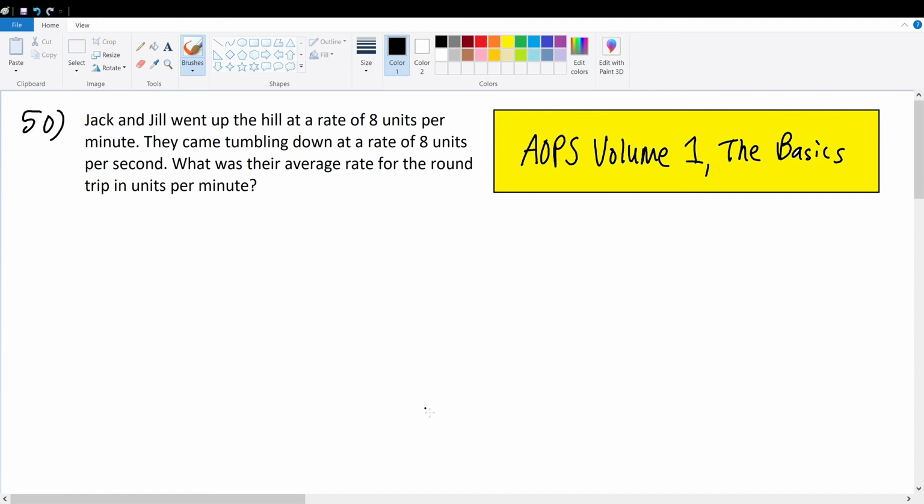AoPS Volume 1, The Basics, number 50. Jack and Jill went up a hill at a rate of 8 units per minute. They came tumbling down at a rate of 8 units per second. What was their average rate for the round trip in units per minute?